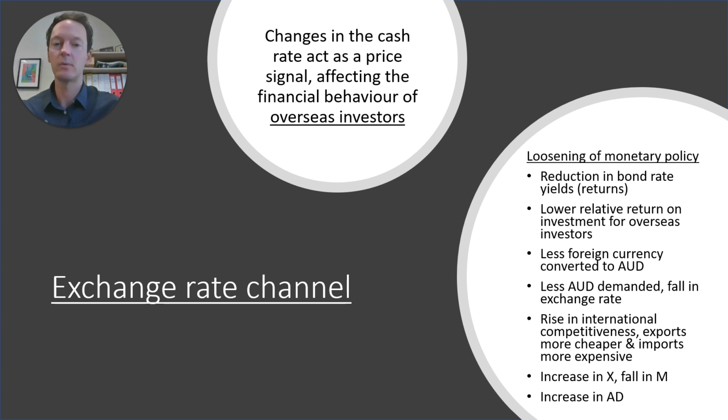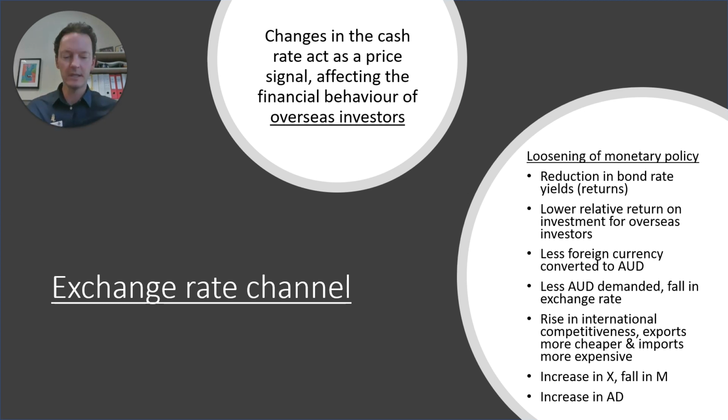Okay, so how does this one work? Well, if we have a loosening of monetary policy, our exchange rates are going to fall. As a result of that, those who can choose to invest in Australia, those that have spare money overseas and are loaning to Australians, they're now getting a lower relative rate of return.